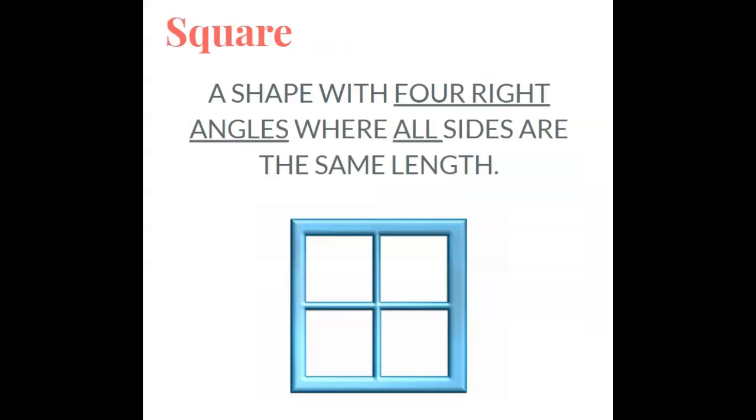A square. A square is a shape with four right angles where all sides are the same length. So there are right angles in each of the corners of the shape, and the side lengths are the same length. That's the difference between a square and a rectangle. A rectangle just has four right angles, but a square has four right angles and all the sides are the same length.